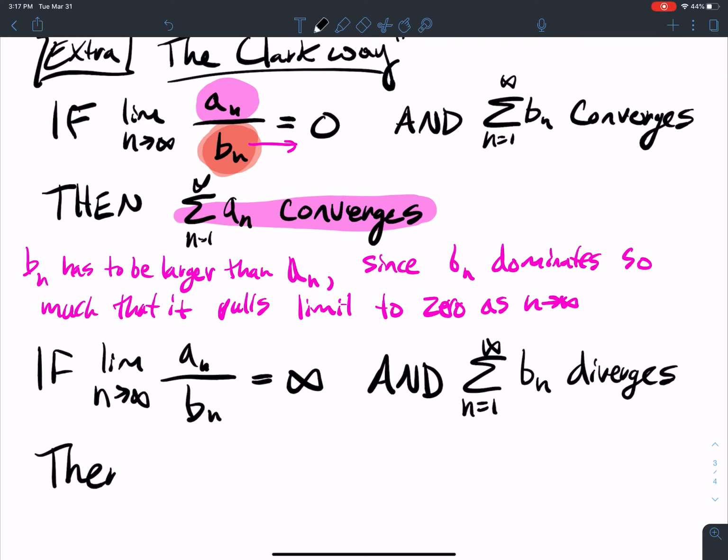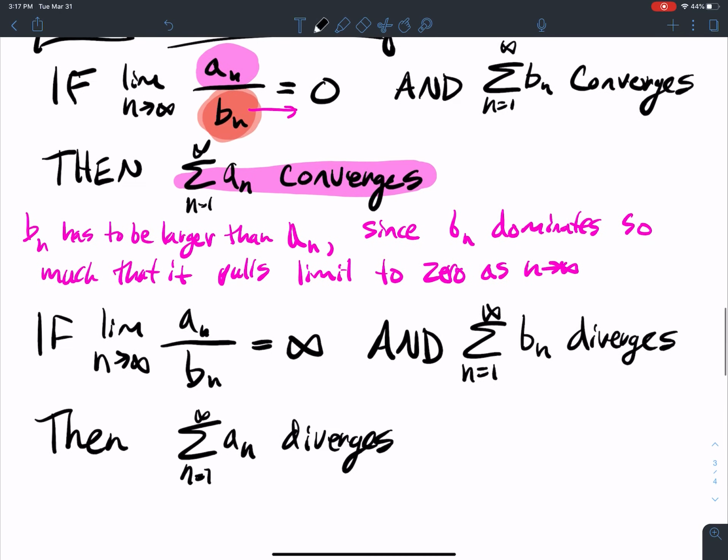then what's going to be true? The series n equal 1 to infinity of a n also diverges. Okay? So let's think about this for a second. a n divided by b n. As n goes to infinity, if this ratio goes to infinity, that means that a n dominates b n.